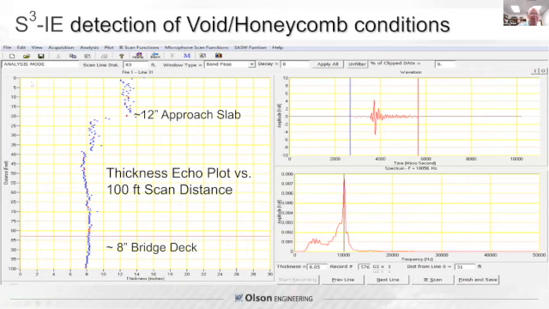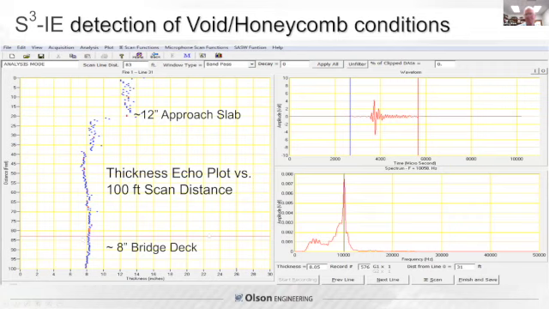Here's 100 feet of data. The 12-inch thick approach slab, this is thickness on the bottom, is nominally 12 inches. And it drops down into the nominal 8-inch thickness of the bridge deck. We didn't see any huge increases in thickness that would have corresponded to internal void and honeycomb. But here's the signal. There's the resonant frequency peak saying, oh, that's 8 inches thick. And that's the time domain signal from which this FFT was produced at this location.